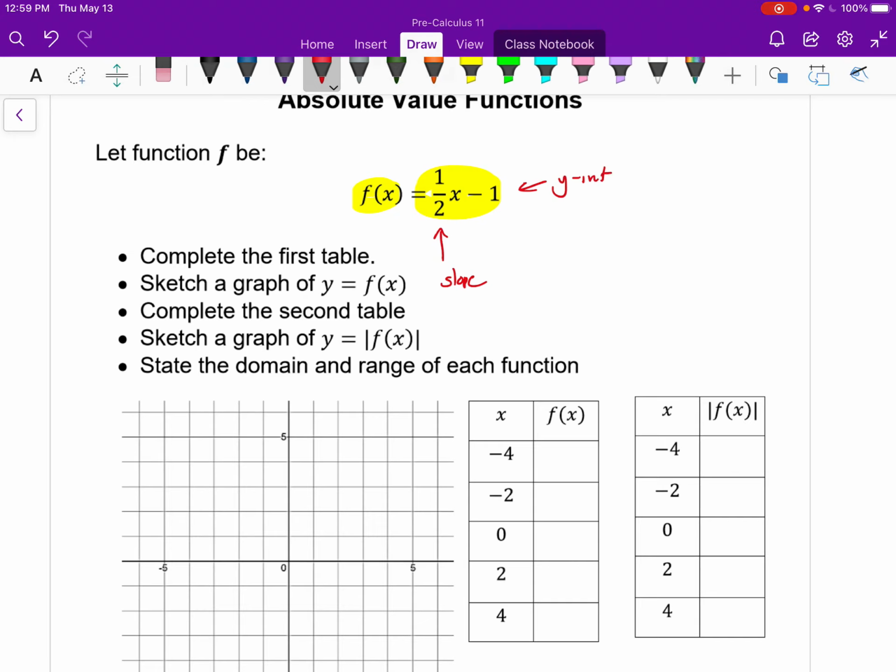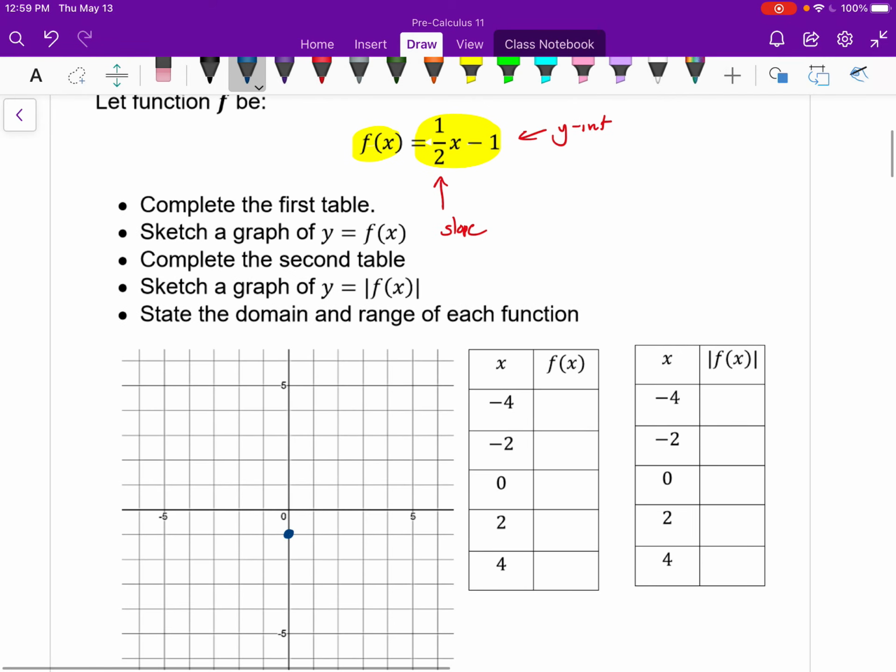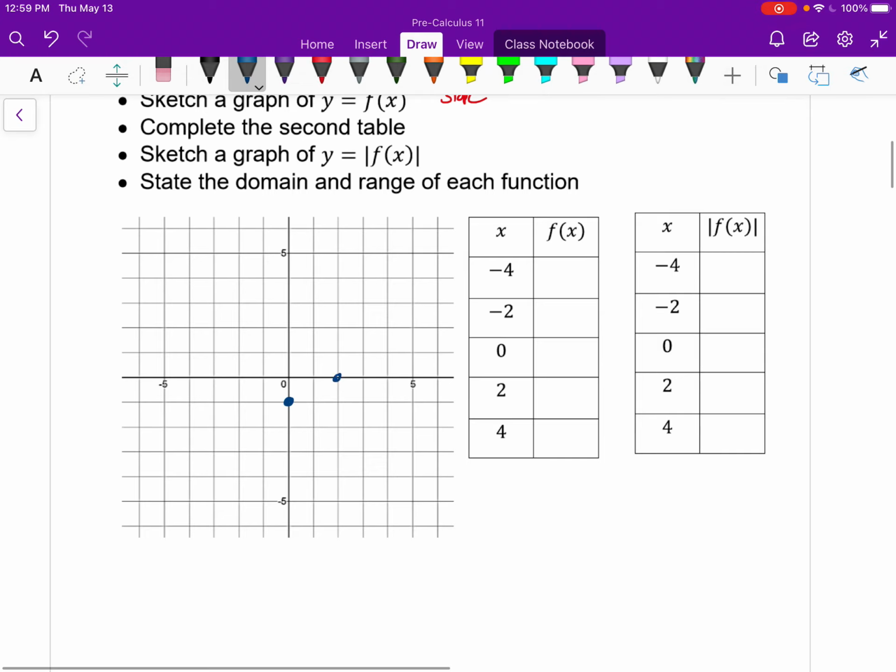And so I can graph that really easily. For example, the y-intercept is at -1. The slope is 1/2, so it means up 1 over 2. So there, there, and so on, or it can go back this way. And again, every point I picked correlates exactly with the table for x and f of x.